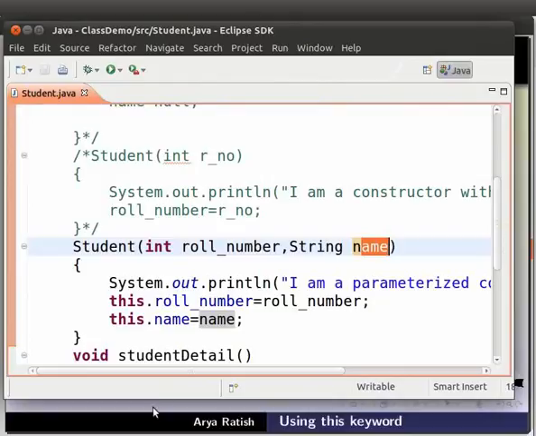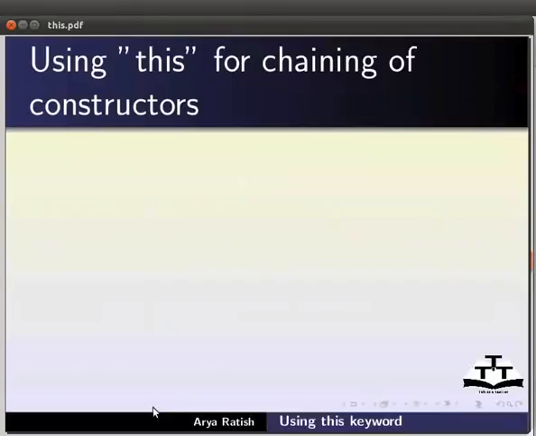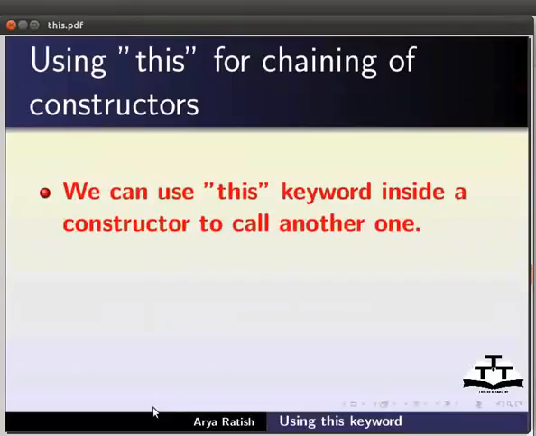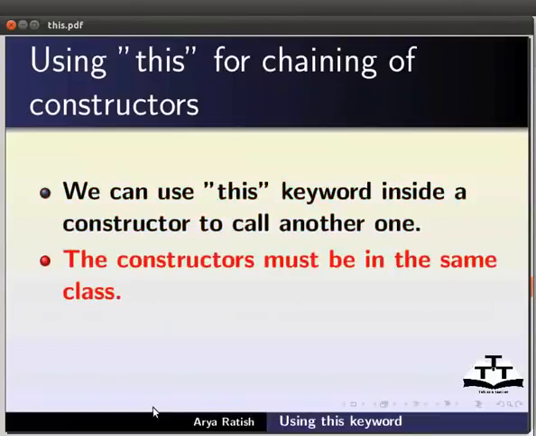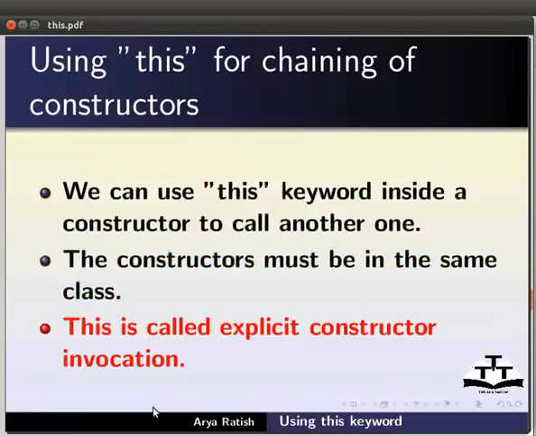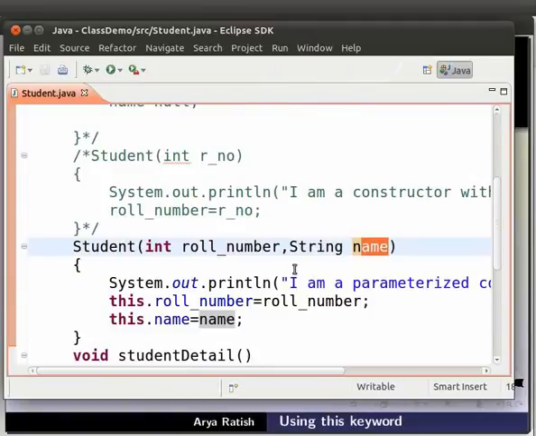Now we will see the use of this keyword for chaining of constructors. We can use this keyword inside a constructor to call another one. The constructors must be in the same class. This is called explicit constructor invocation. So let us come back to the student class which we created. Now remove the comments.